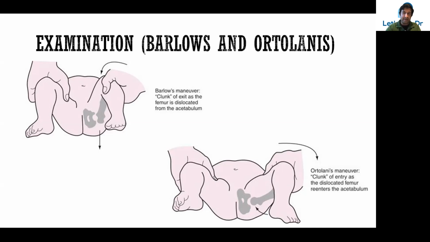And you get this clunking sound as basically you compress the hip down. And that tells you that it's dislocatable. Ortolani's, on the other hand, will reduce a dislocated hip. So what you're doing here is you're abducting the hips and you're also elevating a flexed femur. You're seeing, can I reduce this or not?